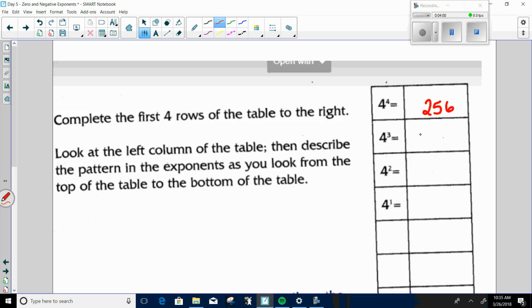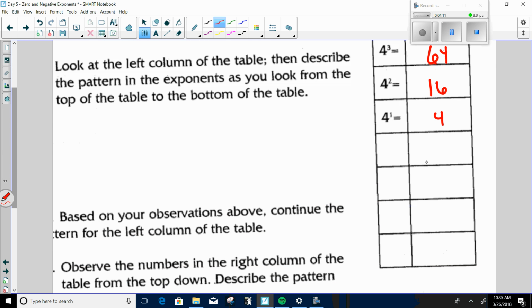Okay. 4 to the third is 64. 4 to the second is 16. 4 to the first is 4. Notice dividing by 4. If you don't believe me, check your calculator. Okay, 4 to the 0.